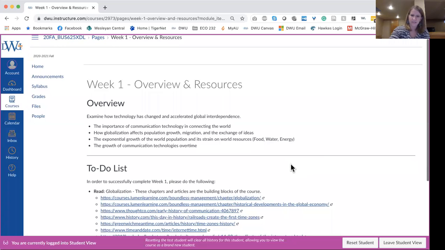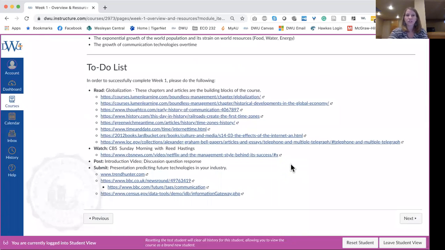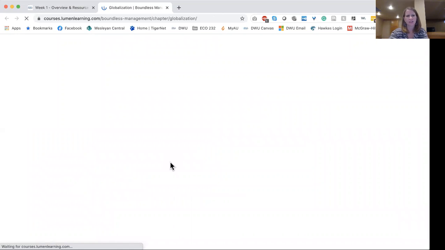So your to-do list, in order to achieve those four goals, is you're going to read these articles slash book chapters. And when I say chapters, they're really not that long. Since we don't actually have a book, I'm using the book Boundless Management from Lumen Learning. So here's just kind of what that looks like.